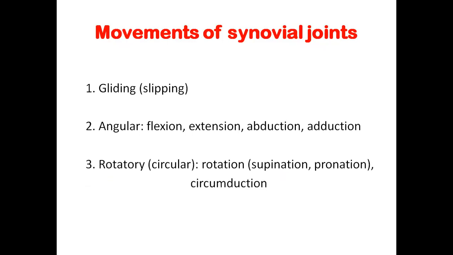Gliding, number one, gliding, that is slipping. And number two, angular movements like flexion, extension, abduction, adduction. Rotatory movements, these are the circular movements: the rotation, supination, pronation, and circumduction movements.